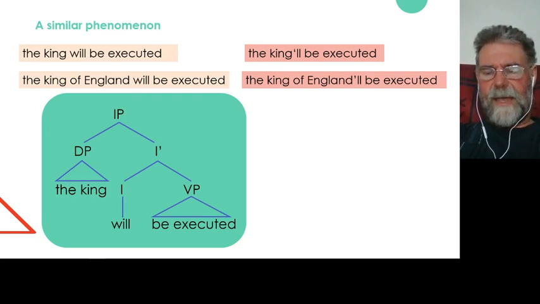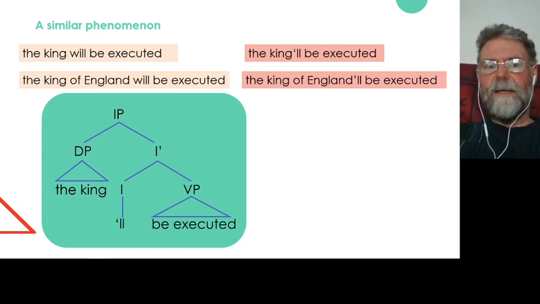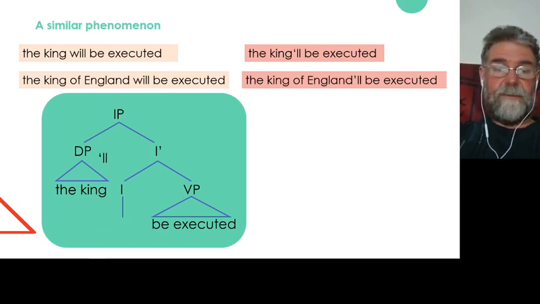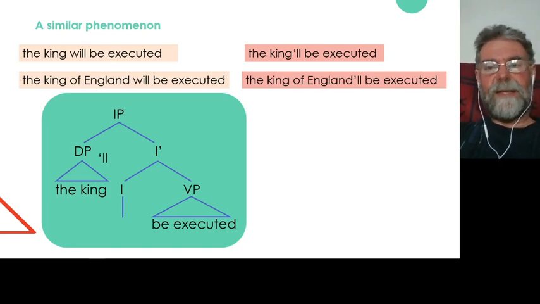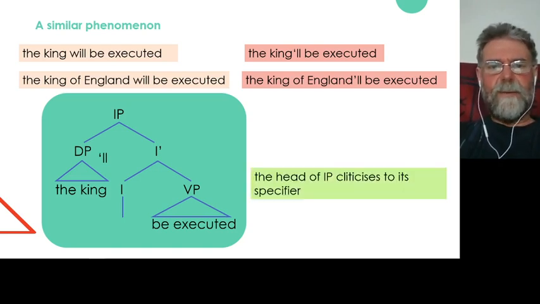So what we've got here is that the inflection, the head of the clause, or at least this particular one, can undergo a phonological process of contraction where we lose part of the word itself and it reduces to this 'll form. And then by this process known as cliticization, it moves and sticks itself onto its own specifier, that is the subject. Okay, so we say that the head of the IP cliticizes to its specifier.